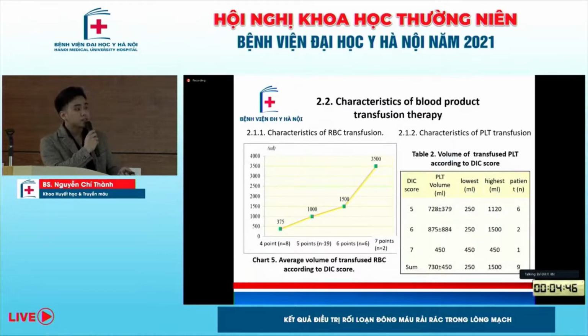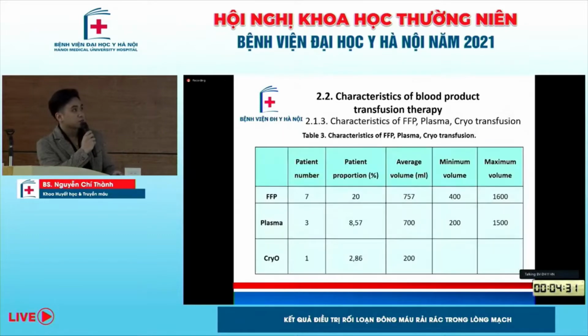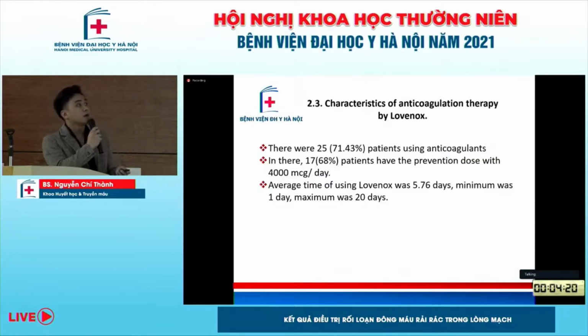Among the 35 patients, we find that 16 patients had to receive red blood cell transfusion. Next is platelet transfusion with 9 patients, and 7 patients received fresh frozen plasma. Among the 35 patients, 25 patients used anticoagulation, and of those, 17 patients had the prevention dose.